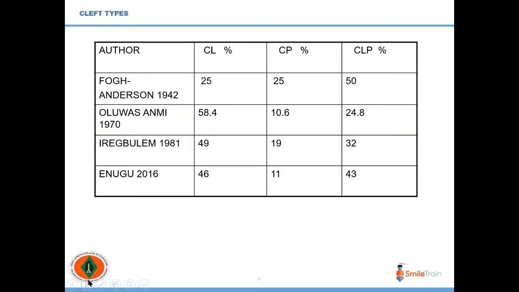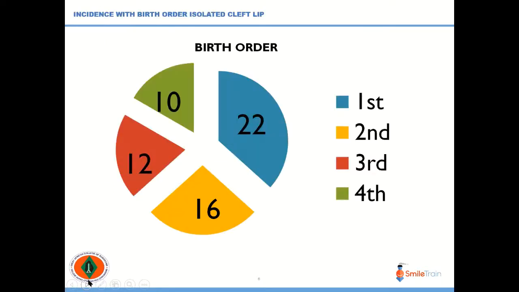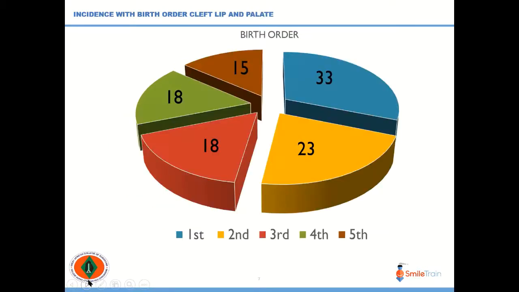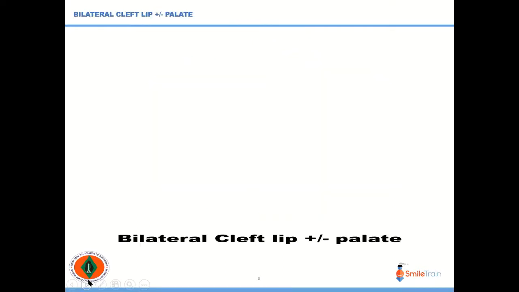And wherever you go, isolated cleft palate is the least frequent. In our own environment, cleft lip alone is slightly more than cleft lip and palate. In birth order, whichever one you look at, the first child is more likely to be affected with cleft, whether it's isolated cleft lip or isolated cleft lip and palate.